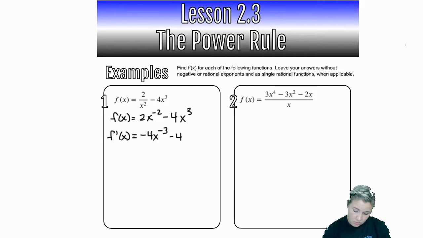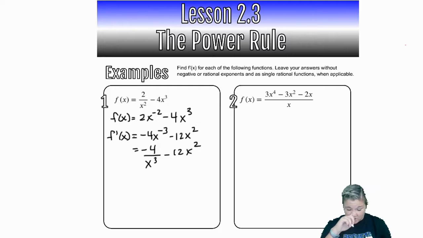Ooh, whoa, hold up. That's going to be 12x squared. So now we're going to do some simplification here. Negative 4 over x to the positive 3. Remember, we have a negative exponent, so I have to move it down to make it positive. Minus 12x squared. To get the common denominator, I'm going to have to multiply this by x to the third over x to the third.